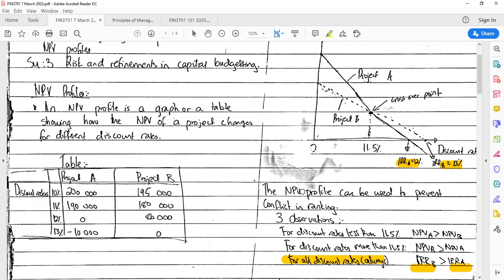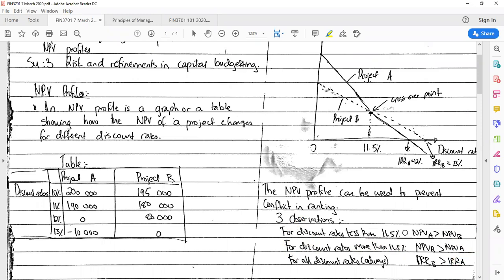So clearly we can see that observation number 2 and observation number 3 give us the same answer. If we use a discount rate more than 11.5%, the NPV of B will be higher than the NPV of A. And this is also consistent with what the internal rate of return is telling us. Okay, so there is no conflict of ranking here.